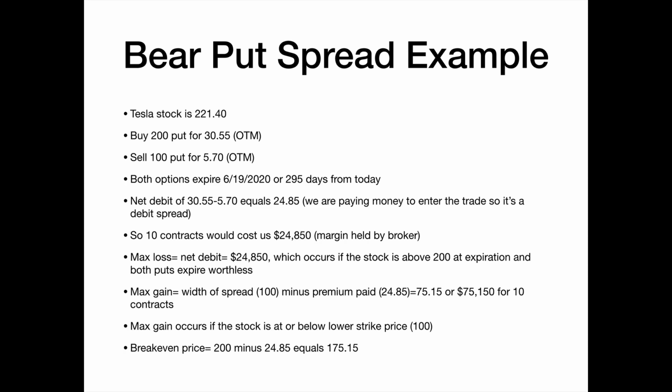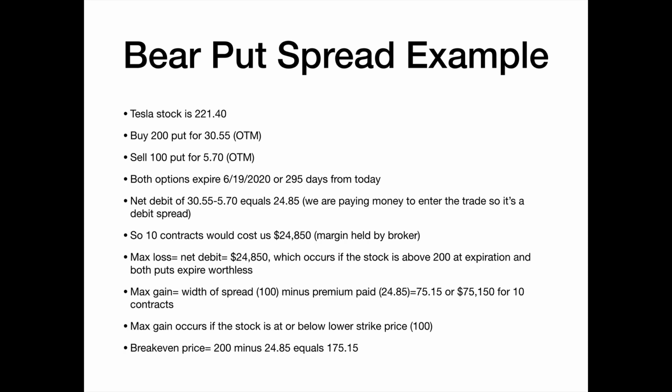That net debit is just the price we pay for the 200 puts, 30.55, minus the price we collect from selling the 100 puts, minus 5.70. That equals 24.85. Again, we're paying money to enter the trade, just as you would to buy a put option, but in this case we're somewhat funding it. So that net debit of 24.85, if we do it with 10 contracts, we buy 10 of the 200 puts and sell 10 of the 100 puts. That would cost us $24,850. This is an actual cost to us. The cash will be segregated and held as margin by the broker.